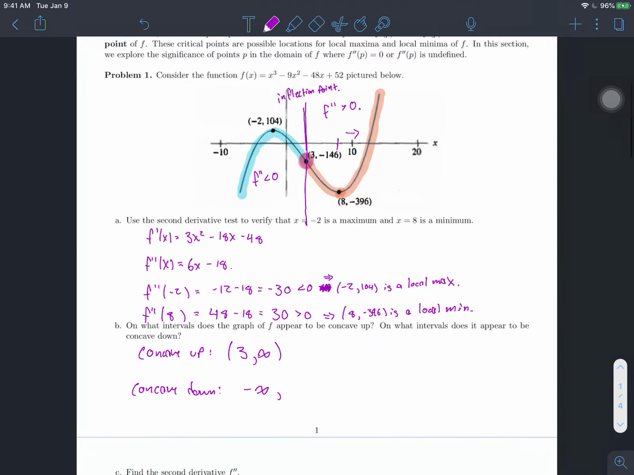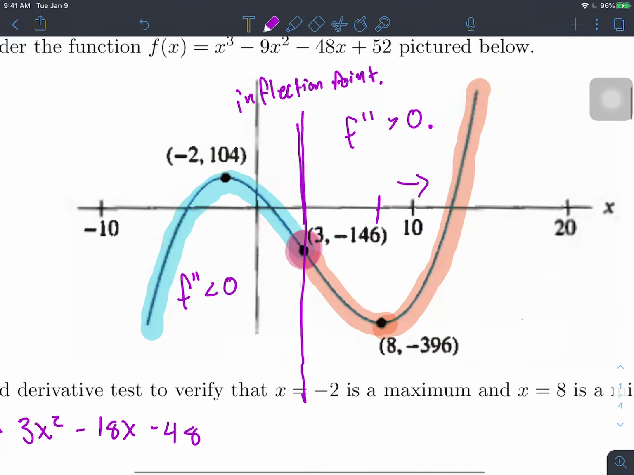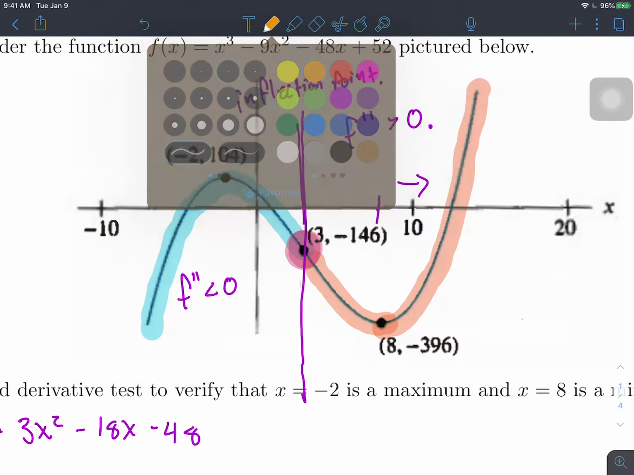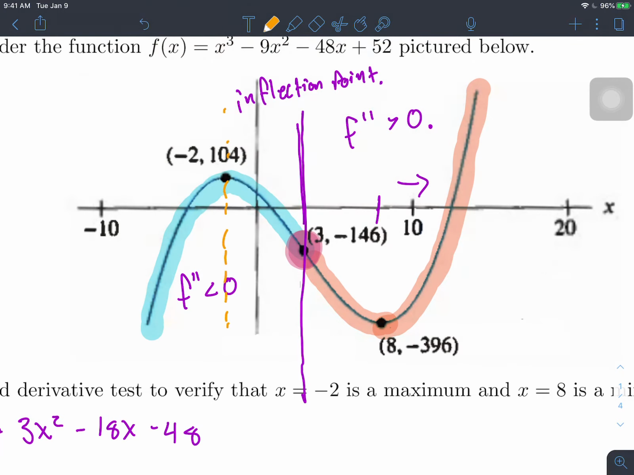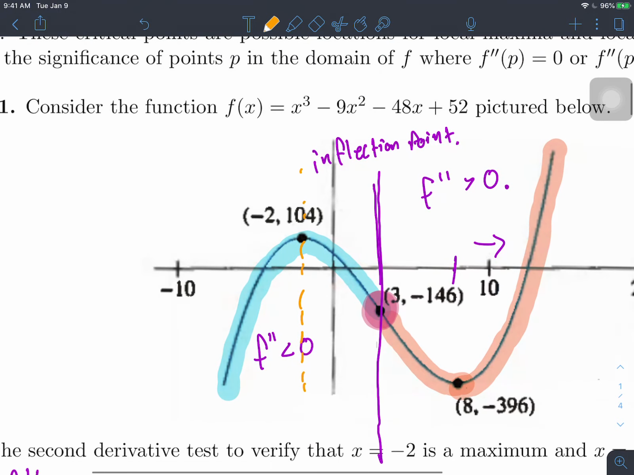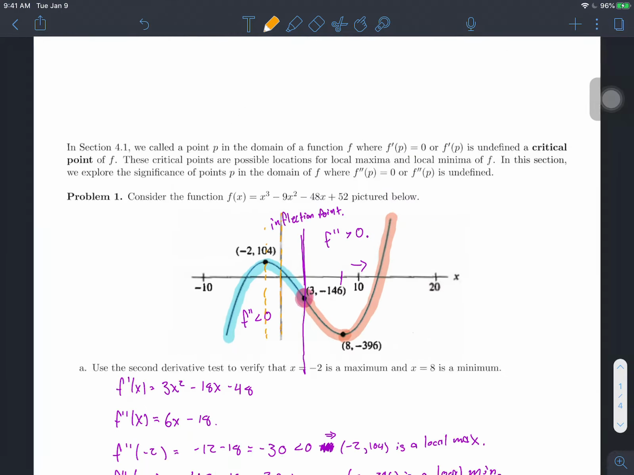Not negative 2. If we go to negative 2 here, that's to say that everything to the left of this orange line is concave down, which is true, but it's not quite the full picture. Where should I put the orange line instead? 0? Not at 0. At 0, if I put it here, it would still cut off a little bit of that blue section. I want the line to divide the blue section and the orange section. Yes, it should be at 3.